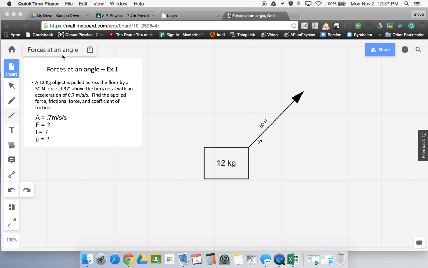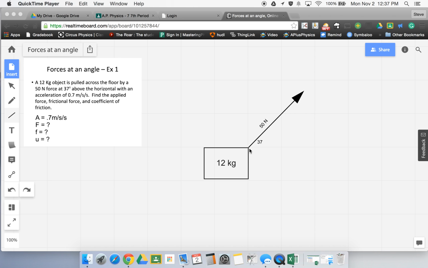We need to look at forces applied at an angle. We have a 12 kilogram object pulled across the floor by 50 newtons of force at an angle of 37 degrees above the horizontal with an acceleration of 0.7. We're looking for the applied force, the frictional force, and the coefficient of friction.